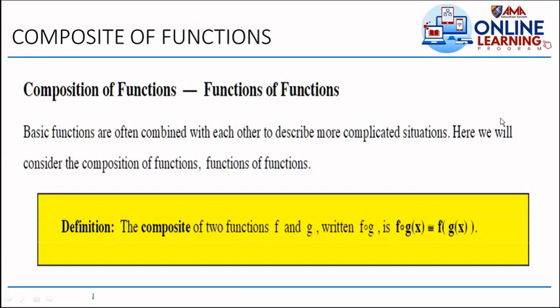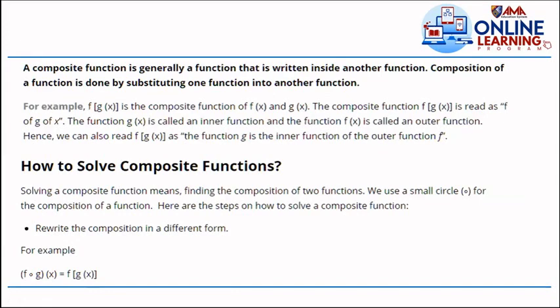The composite of two functions, f and g, written as f∘g, is (f∘g)(x) = f(g(x)). Okay? So a composition of functions is generally a function that is written inside another function. So composition of a function is done by substituting one function into another function. Okay? For example, f(g(x)) is the composite function of f(x) and g(x). The composite function f(g(x)) is read as f of g of x.